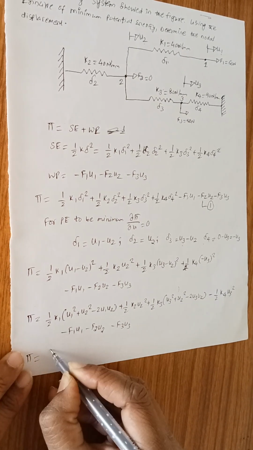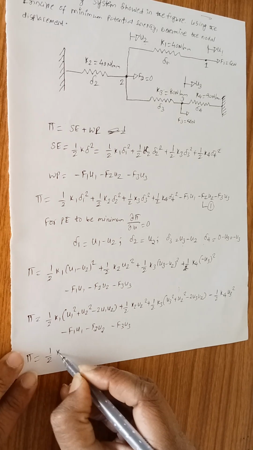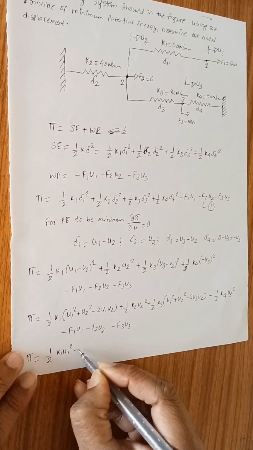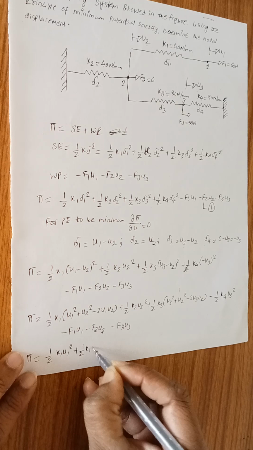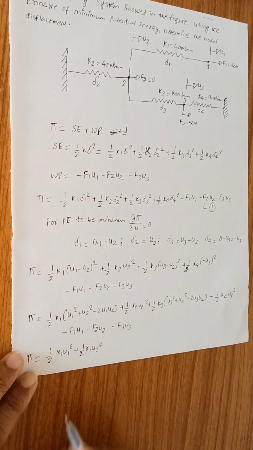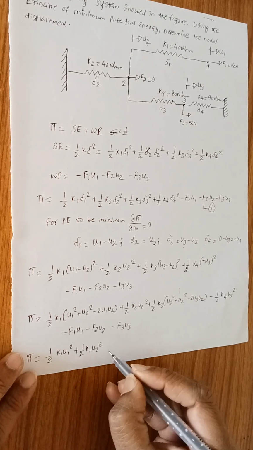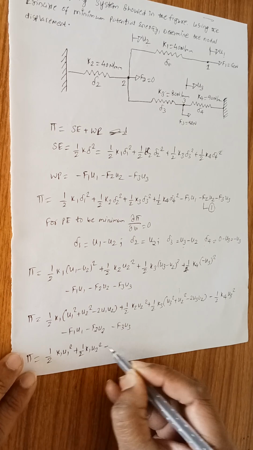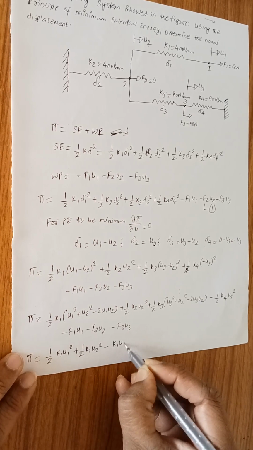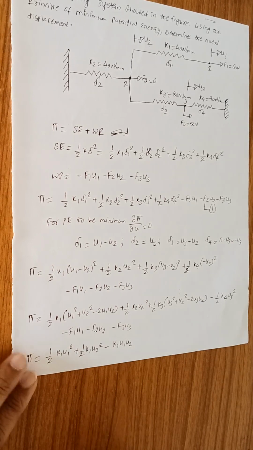So therefore pi equals half k1 u1 square plus half k1 u2 square. So when half gets multiplied with 2, 2 and 2 get cancelled. Plus into minus will be minus k1 u1 u2. I hope you understood that.